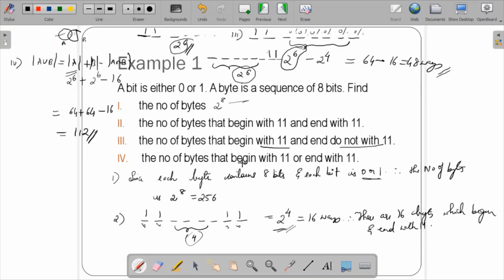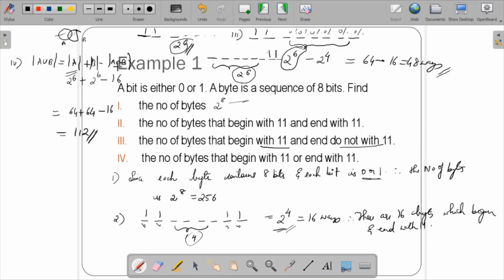Here, the number of bytes that begin with 1 1 or end with 1 1. Meaning, it might begin with 1 1 or it might end with 1 1. So the formula I have used is nothing but A union B. The formula is modulus of A plus modulus of B minus modulus of A intersection B.